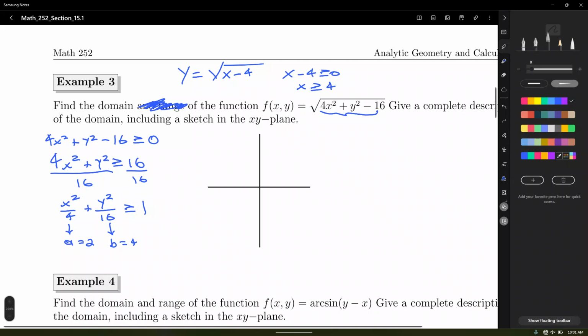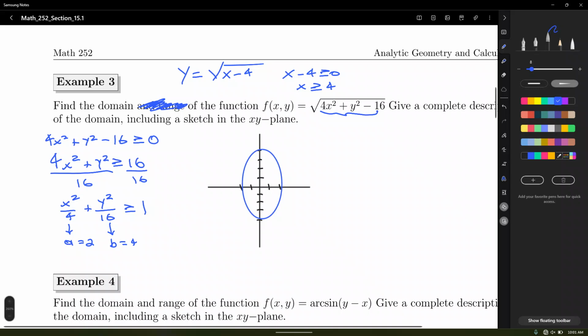So I'm gonna do 1, 2, 3, 4, 1, 2, 3, 4, 1, 2, 1, 2. Let me see if I can get this right. Okay. Let me do the ellipse like this. All right. There you go. So that is our ellipse.